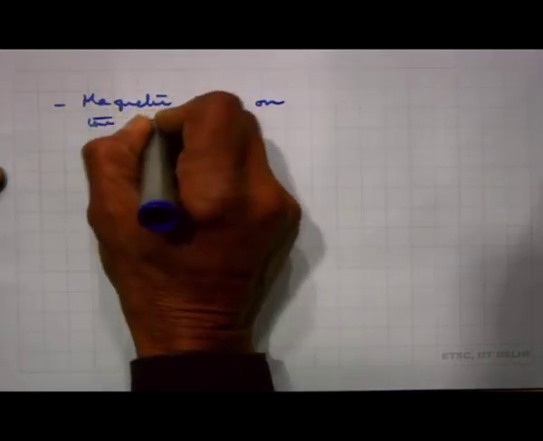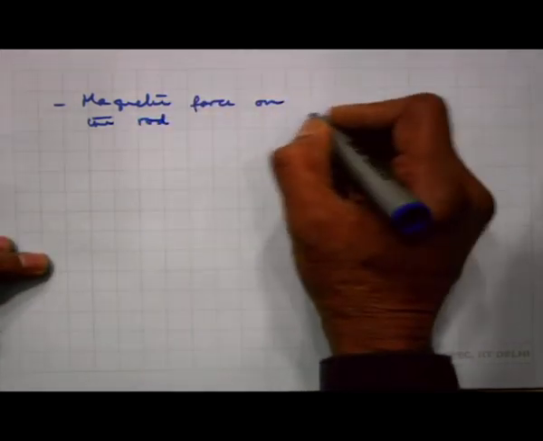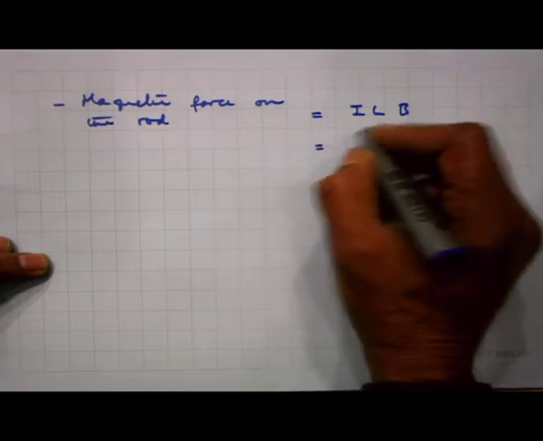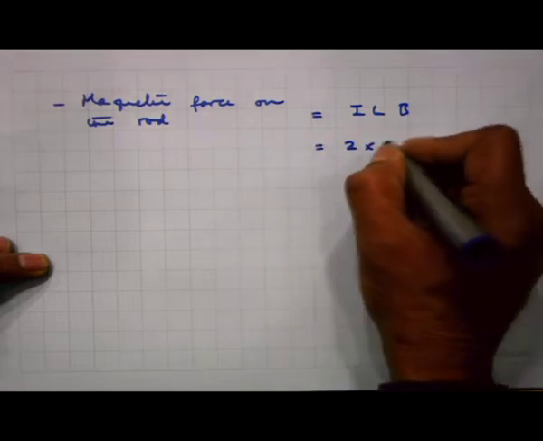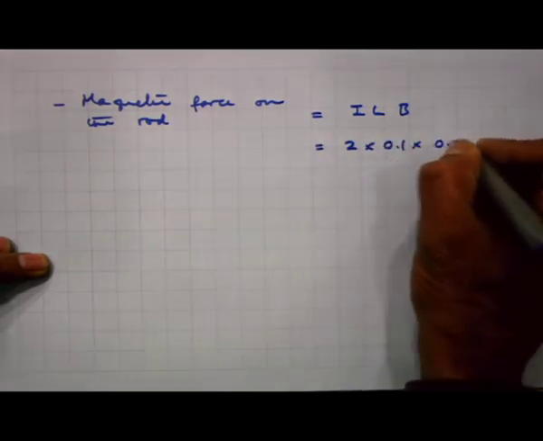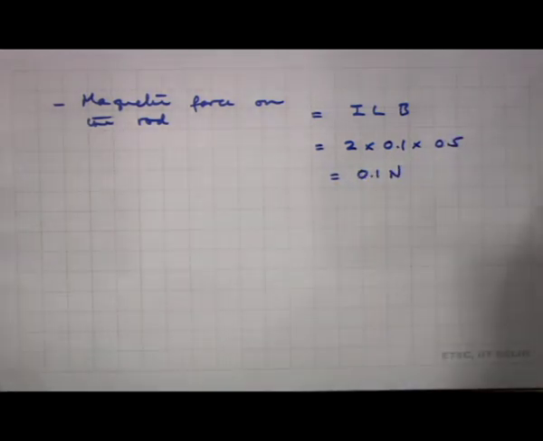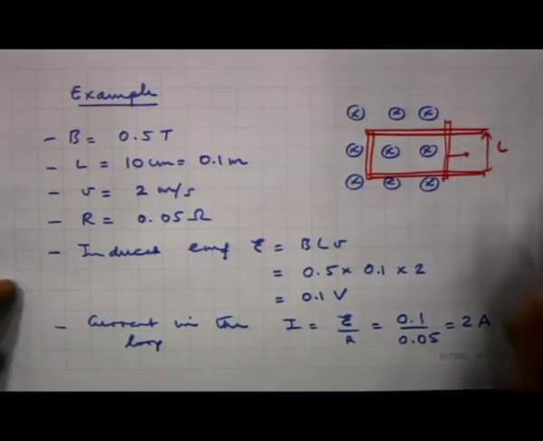Magnetic force on the rod is equal to I times L times B, which is equal to 2 amperes times 0.1 meters times 0.5 Tesla, which is equal to 0.1 Newton. So, there is a force on this rod of 0.1 Newton to the left side.